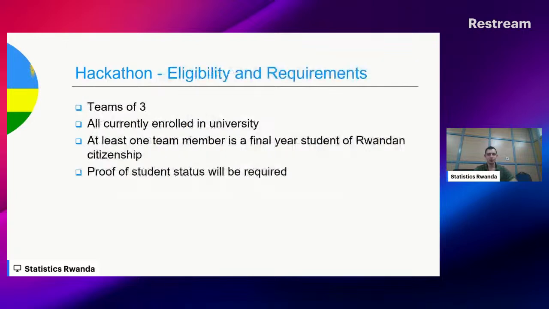In terms of eligibility and requirements, for this year's hackathon, we are moving to having teams of 3 people. Each team member must be currently enrolled in university, and at least 1 team member should be a final year student with Rwandan citizenship. Proof of student status will be required. So when we get to the bootcamp stage, if your team is selected, we will ask you to prove that you're a student. So please do not enter if you are not a currently enrolled university student.